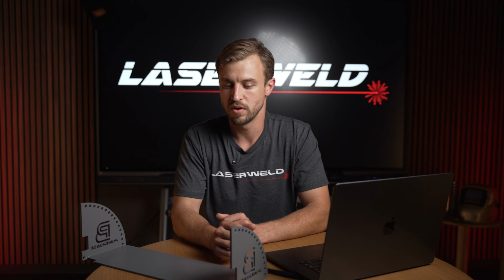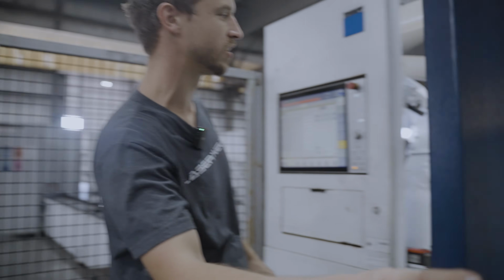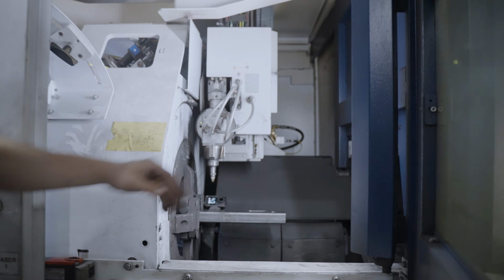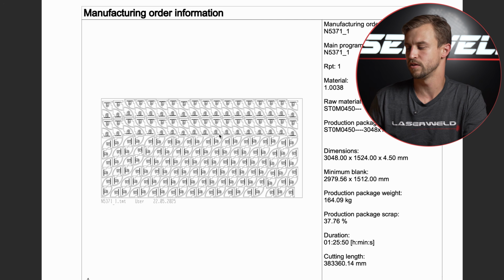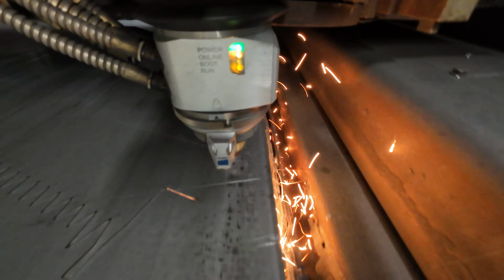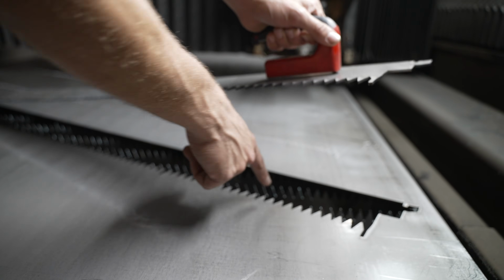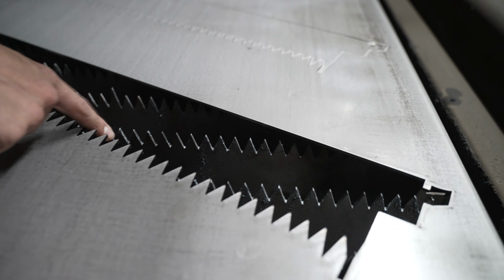So when you're doing the quoting, most shops that have a laser or a plasma or any kind of cutting machine, they also utilize a nesting software. This software allows you to take the cut file for the part and drop it onto a sheet of material. And it'll give you an estimated cut time and how many parts can fit on that sheet.